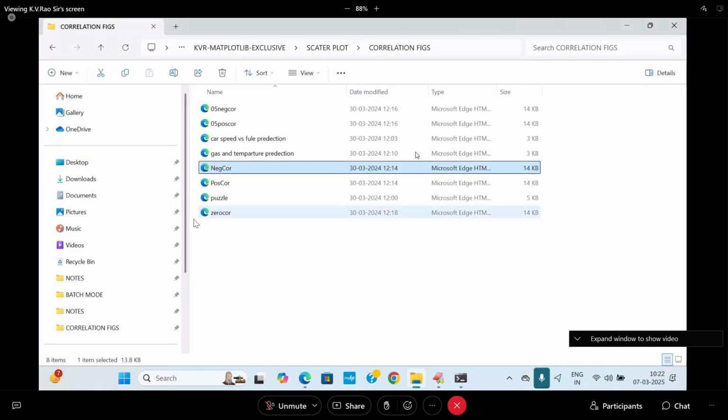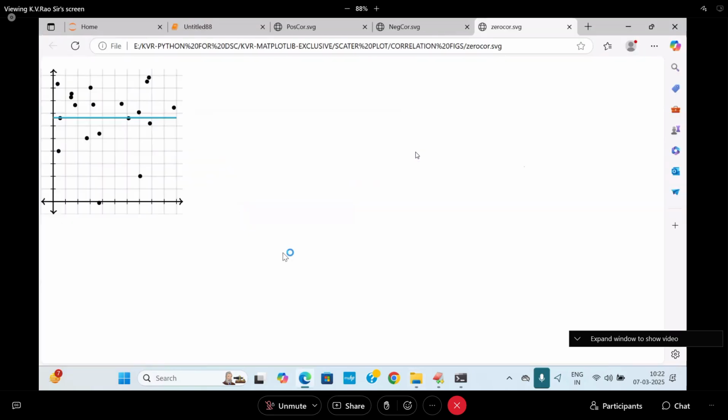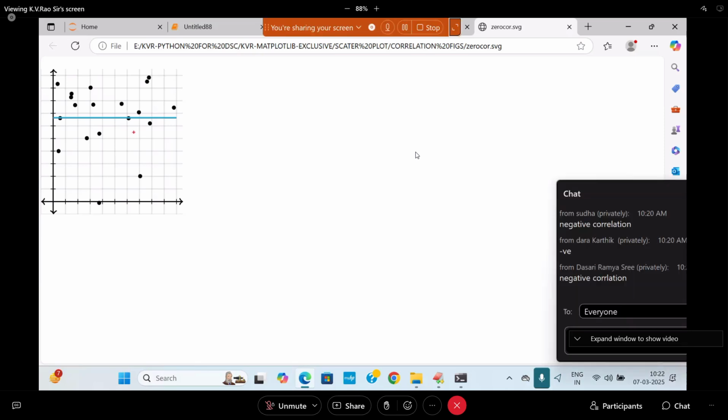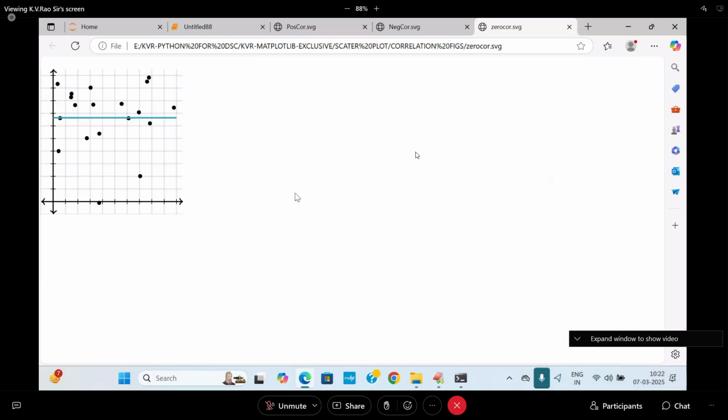Next, I'm going to introduce one more thing: zero correlation. Zero correlation means what? There are some dots at the low bottom level, and some dots with equal values here and here. Whatever the amount I purchased, the same trend continued. There is no increasing, there is no decreasing. That is known as zero correlation. Are you following me?